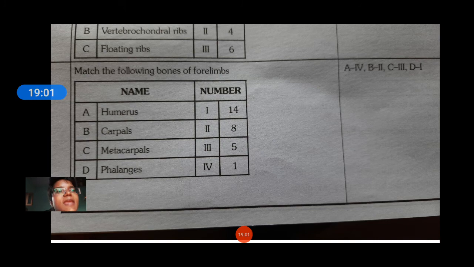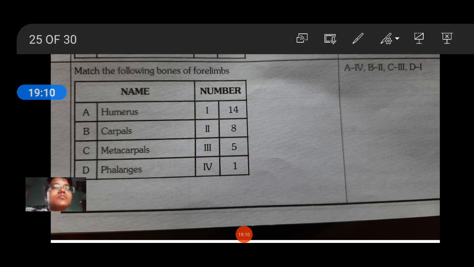Humerus is 1 bone. Carpals are 8 in number. Metacarpals are 5 and phalanges are 14 in number. Humerus is 1 bone, like my shoulder joint. This one which forms my arm, and carpals are 8 in number, my wrist, and metacarpals 5, this, and phalanges are 14, my fingers, thumb 2, and these all are having 3. Okay.